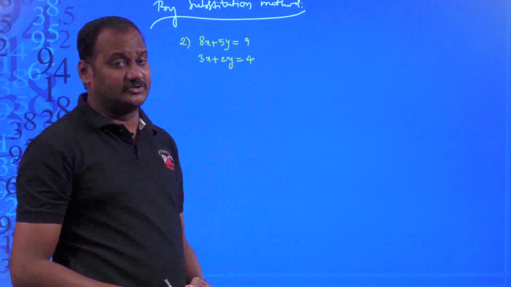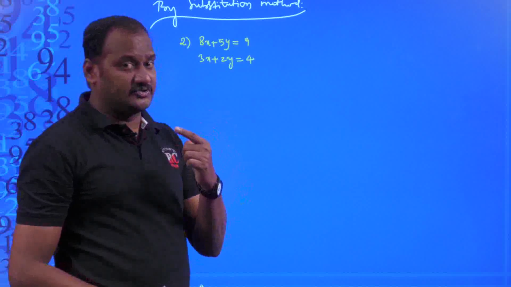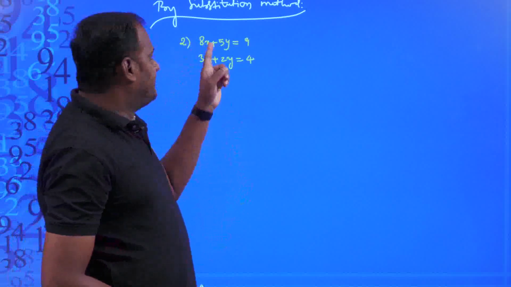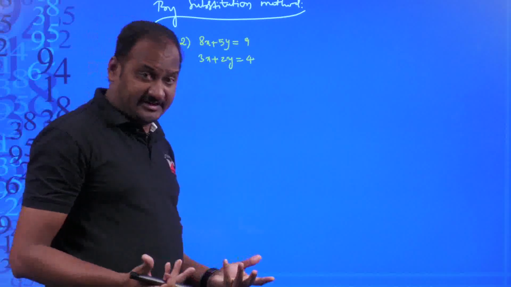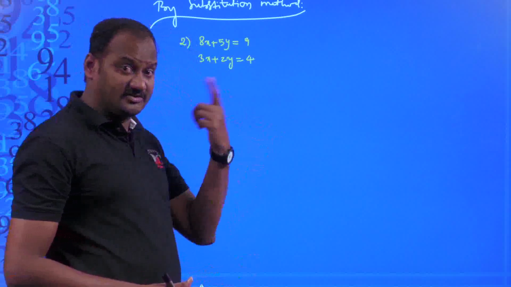For that I need to check whether a unique solution exists or not. A1 by A2 should not be equal to B1 by B2. A1 by A2 is equal to 8 by 3, B1 by B2 is equal to 5 by 2. Of course, 8 by 3 is not equal to 5 by 2, therefore, a unique solution exists. You will have to check that.